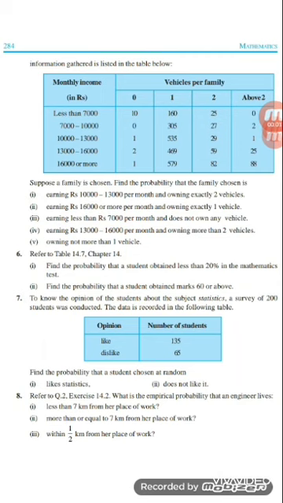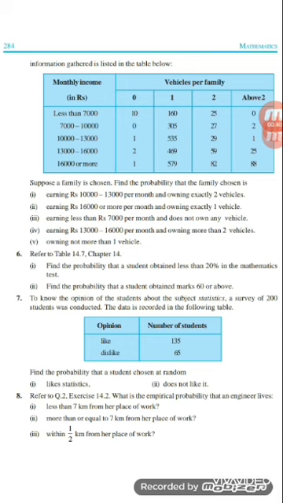Now we start question number 7. Read question number 7 first. To know the opinion of the students about the subject statistics, a survey of 200 students was conducted. The data is recorded in the following table. Opinion: like students and dislike students. Number of students: like is 135 and dislike is 65. Find the probability that a student chosen at random, first, likes statistics. Second, does not like it, that means dislikes statistics.